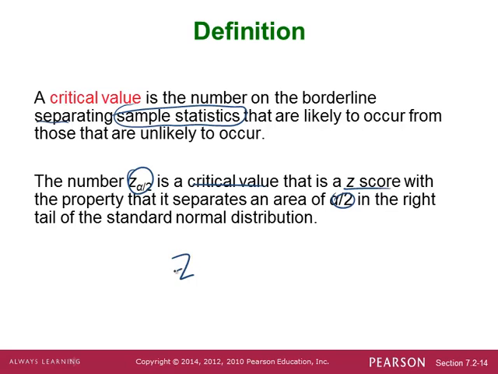If you see z sub alpha, that means we're doing a one-tailed test, by the way, which you don't need to know about for this section, but I'm just giving you a heads up. This is for a one-tailed test where all of alpha is in one tail or the other.